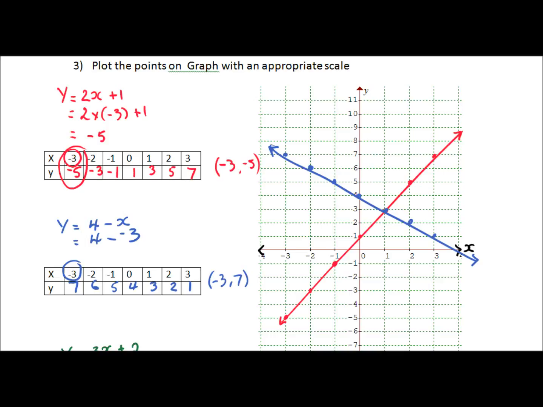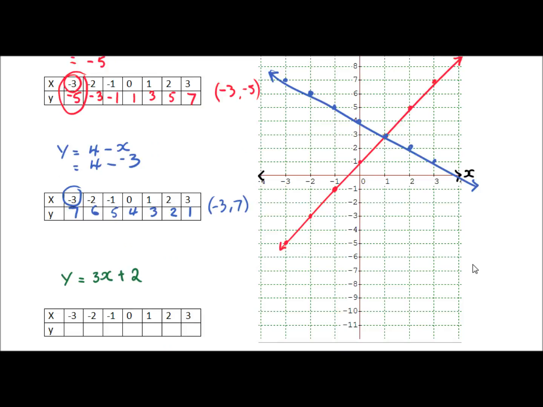Alright, I want you to try the last one. Once again, pause the video, try y equals 3x plus 2. Off you go. Alright, let's see how you've gone.